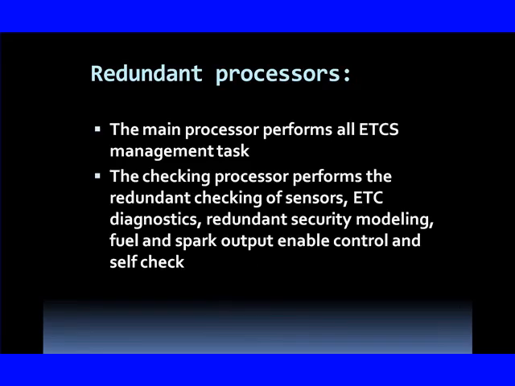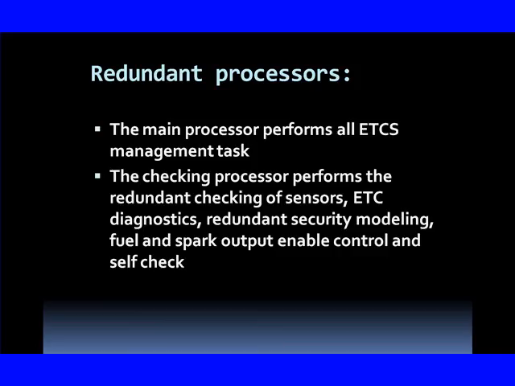Now, whichever one we're talking about, the main processor, which in most cases, in fact in all cases, is the PCM, performs all PCM or ETC management tasks. It makes a decision of what throttle opening to have. Either it directs the motor to change it, or it sends information to the external module to change motor position. The checking processor performs redundant checking of sensors of the electronic throttle control system. It does the diagnostics for it, the redundant security monitoring, and the fuel and spark output enable.